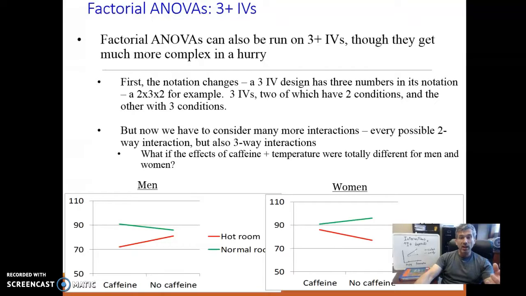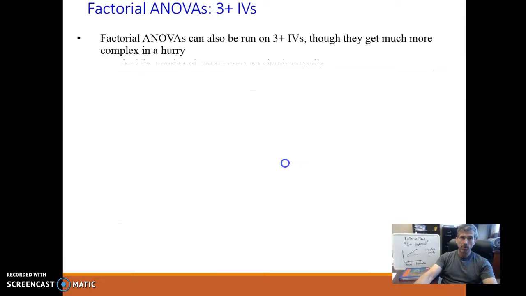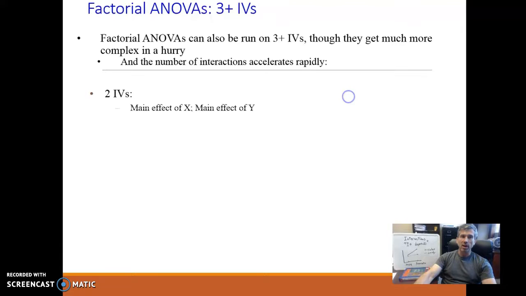But again, the idea here is that our two-way interaction between caffeine and temperature is altered by that third factor, which is the gender of the participant. So notice the number of tests accelerates very rapidly, and the number of main effects accelerates a little more slowly. You wind up with a lot more tests. So for a regular old two-factor design, you've got a main effect for each of your two factors. You have that possible two-way interaction.